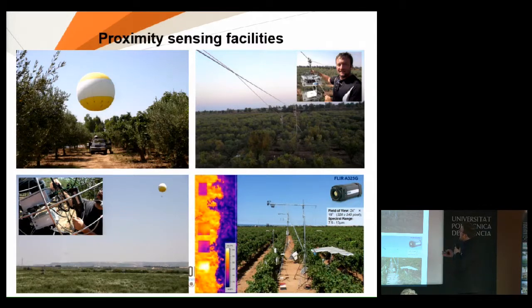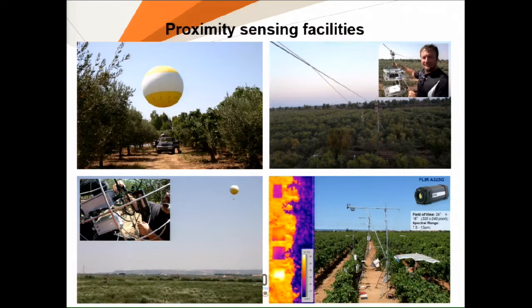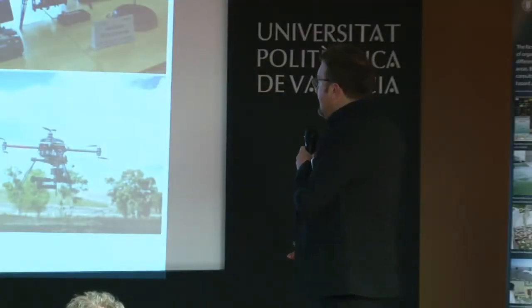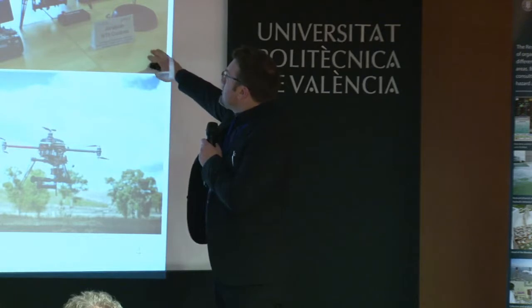First of all, I have to say that we have some proximity sensing facilities at the university, and we started 10 years ago with the balloon, with a thermal camera and a multispectral camera. Then we also had a sort of cable carrying instruments above it, and also tripods. And only recently, in the last 4 or 5 years, we bought also drones. These are two drones that are available at the university. The one we pilot is this one.